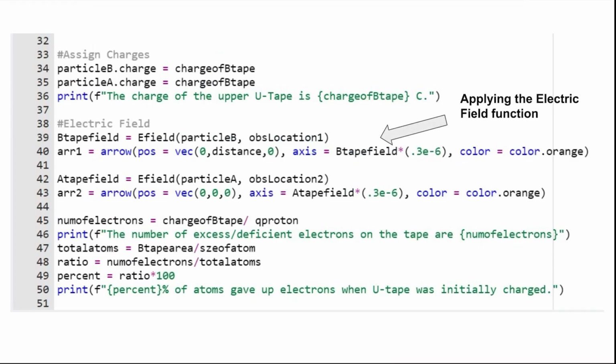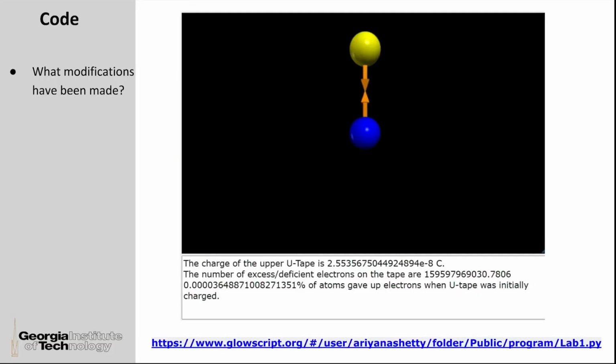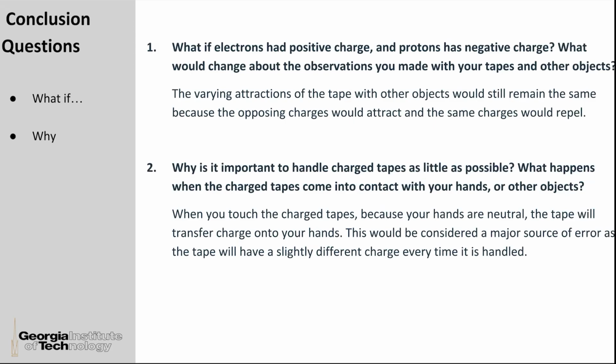And in lines 45 through 50, I solved for the number of deficient electrons on the tape, as well as the ratio of atoms that gave up electrons when the U-tape was charged. The computational model charge assigned to the upper U-tape is consistent to the value I derived throughout the equations, which was shown to be 2.55 times 10 to the negative 8th coulombs. We can also determine that there is a minuscule percentage of atoms that gave up electrons when the U-tape was charged.